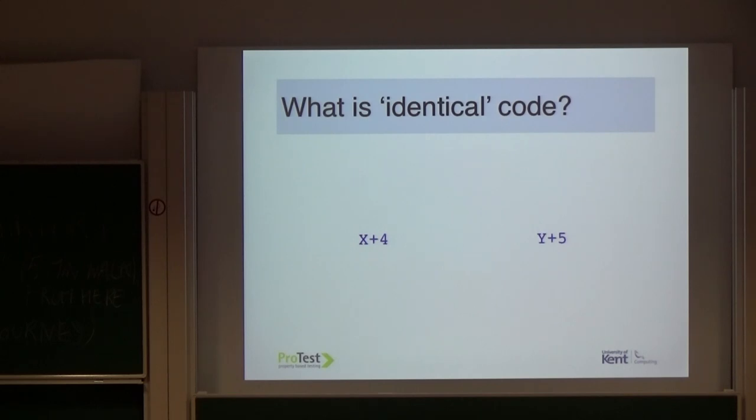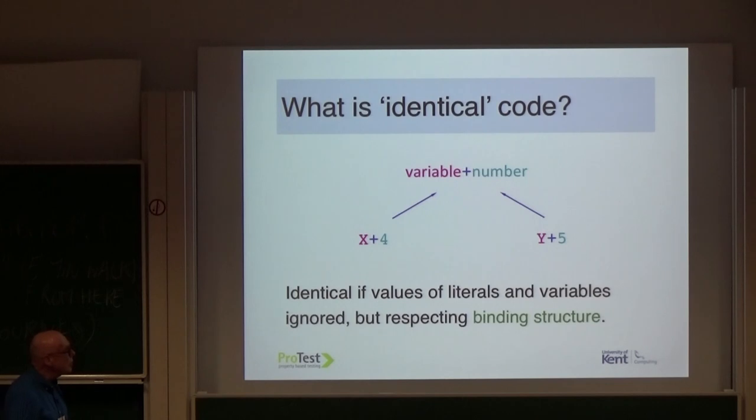We could ask the question, what is identical code? Erlang is expression-oriented, so we're looking at expressions. We could say that these things are identical. We've got something like a variable and a number. We might not care about the names of variables, but we probably want to reflect binding structure. Actually, we decided we would do something else.